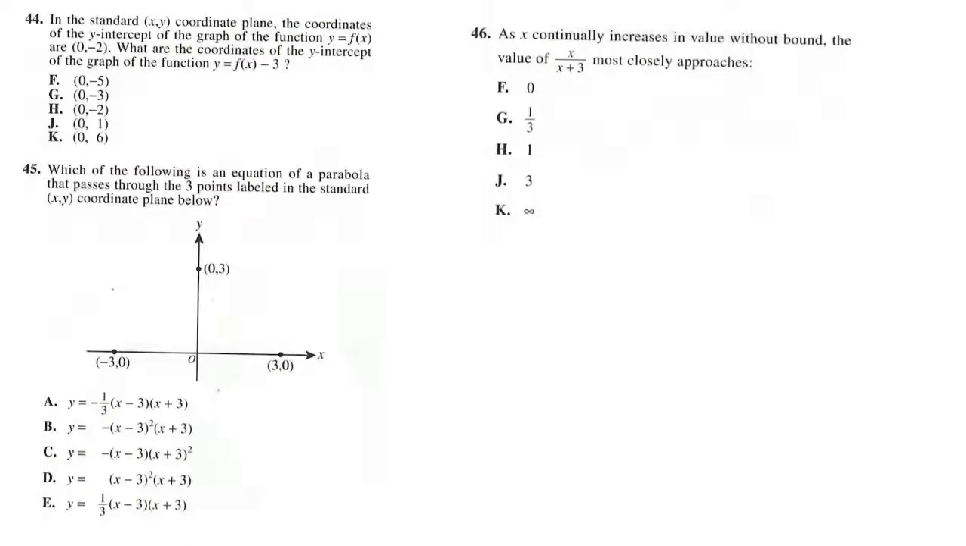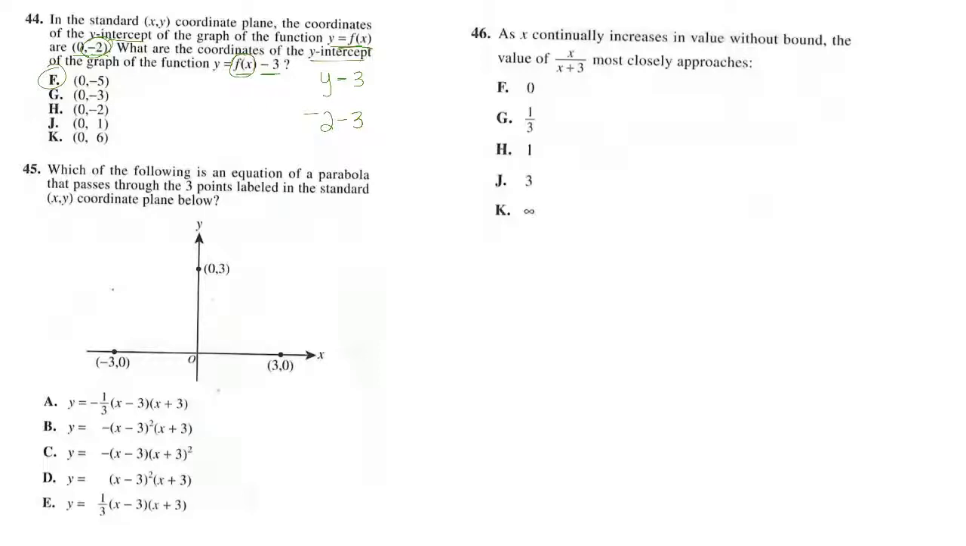For number 44, we have a function defined to be y equals f of x, and we have a y-intercept on this graph of (0, -2). Now we need to know what is the new y-intercept if we take our function and subtract 3 from it. Now remember, f of x is really your y values, so what this is saying is, what are you going to get for your y's if you say y minus 3? Well, y is -2, so -2 minus 3, that's going to give you -5, so that's going to be answer choice F.